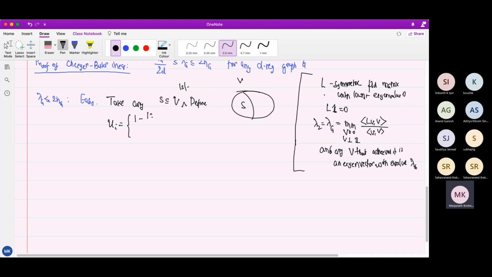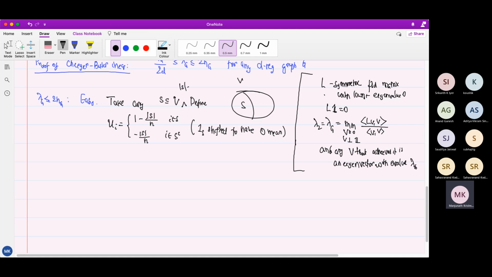Yeah, 1 minus the cardinality of S divided by N. And then here it is minus cardinality of S divided by N, if i is in S complement, and 1 minus that if i is in S. So it is just the indicator of S shifted so that it has 0 mean. You take the indicator, the vector which is 1 on S and 0 outside. That's not orthogonal to the constant vector, so you just shift it so that it becomes 0 mean. That is orthogonal to the constant vector.